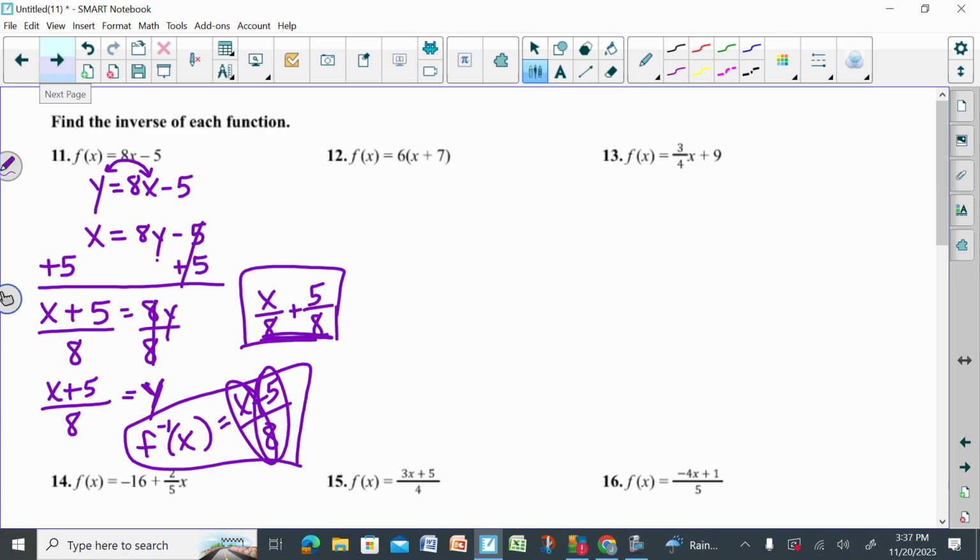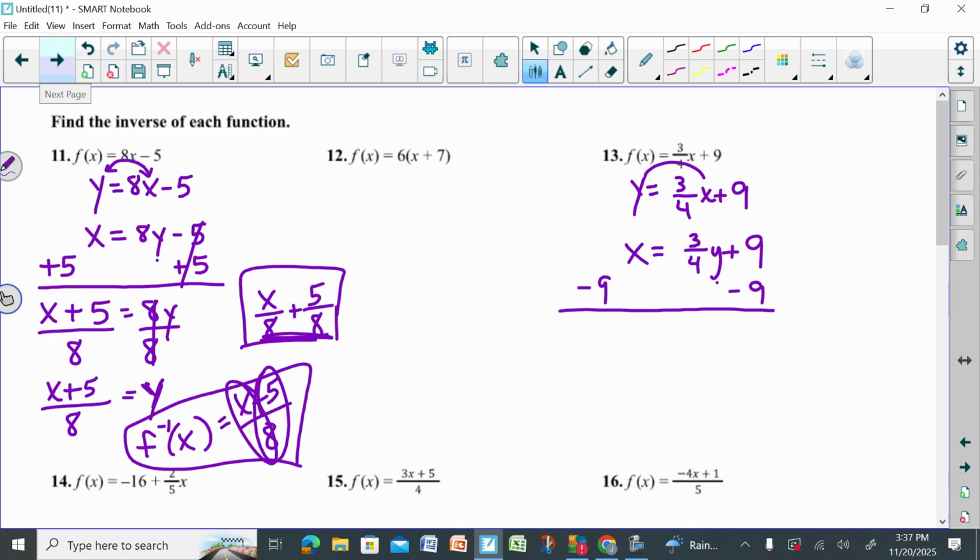So again, I'm going to bring in the y, flip-flop x and y. And now solve for y. So y is being multiplied by 3/4, and we're adding 9. So I'm going to take care of the addition of 9 first. To get rid of it, I'm going to subtract 9 from both sides. I'm going to let the x go out in front. X minus 9 equals 3/4 y.